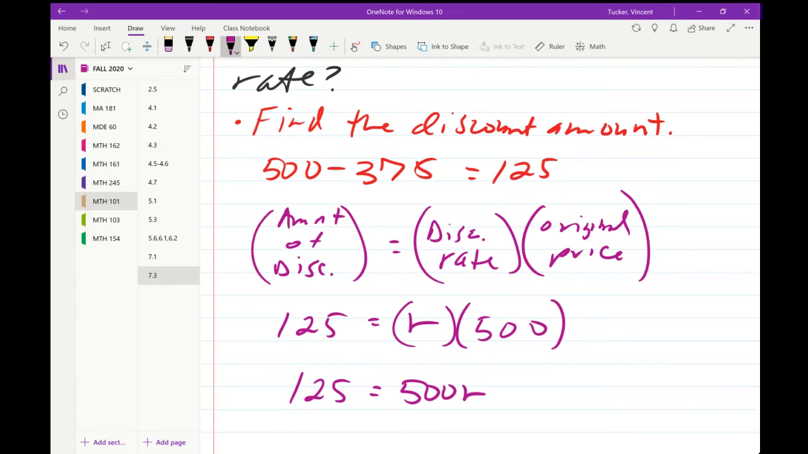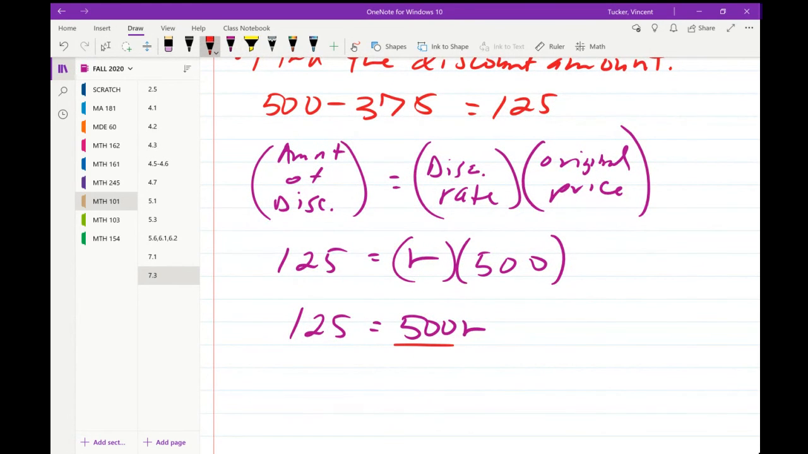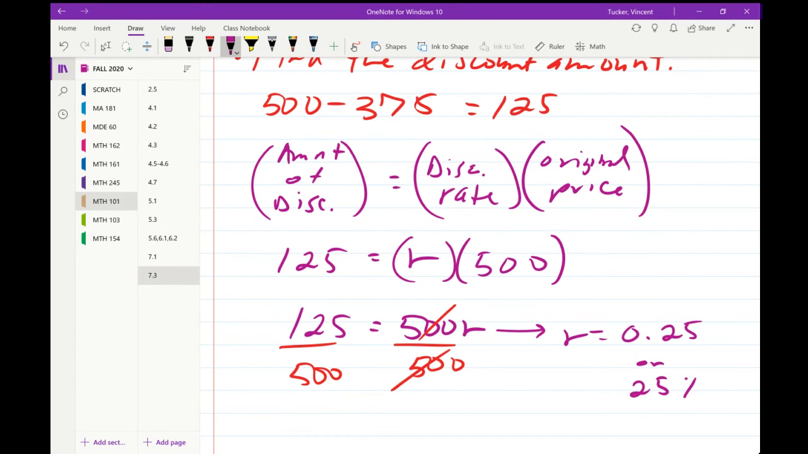All right, so before we finish it off, questions on what we did and how we got there. So we wanted to find the discount rate. They gave us the original amount and the discounted amount. So we subtract those to see the amount that it was discounted. Now we can plug it into the amount of discount formula and solve for our rate. We have 125 equal to 500R. Divide by 500. R is equal to 0.25 or 25%.